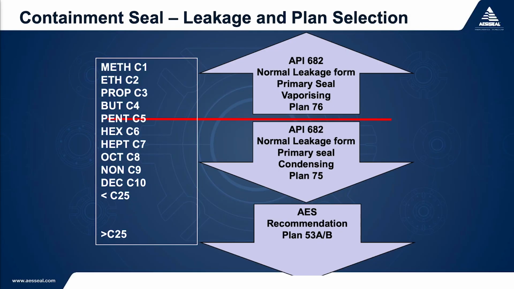The key to selecting containment seal piping plans is understanding if the process fluid is vaporizing at ambient conditions. Vaporizing fluids will use Plan 76 with the recommended Plan 72. Condensing fluids will use a Plan 75 with 72.